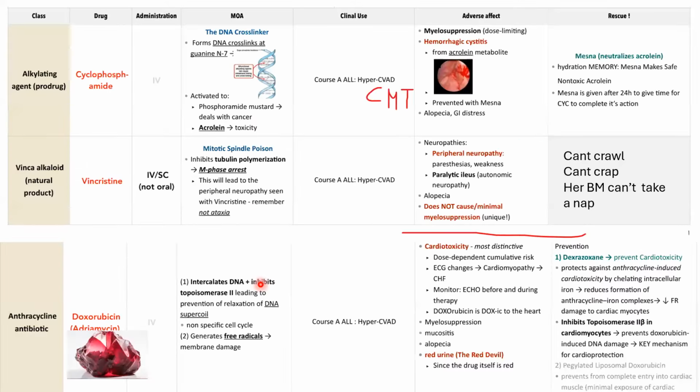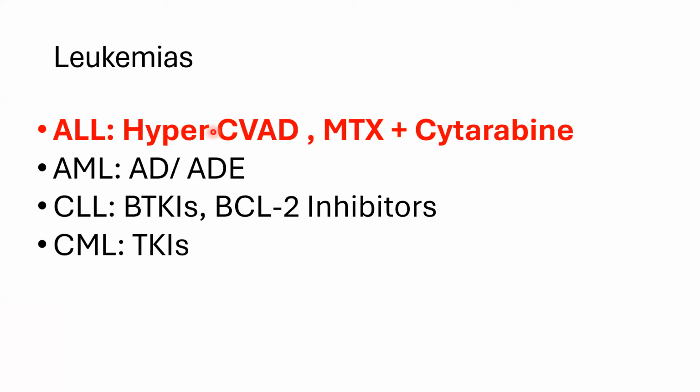Now, the ALL. Basically how we treat it is we alternate between course A, which is hyper-CVAD, and course B, which is methotrexate and cytarabine. So we give a cycle of these medications, then a cycle of these, and a cycle of these, and a cycle of these. This is how we treat ALL.